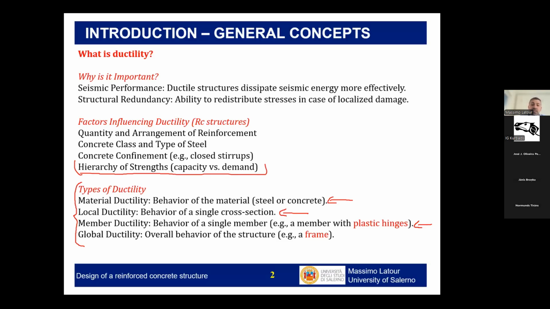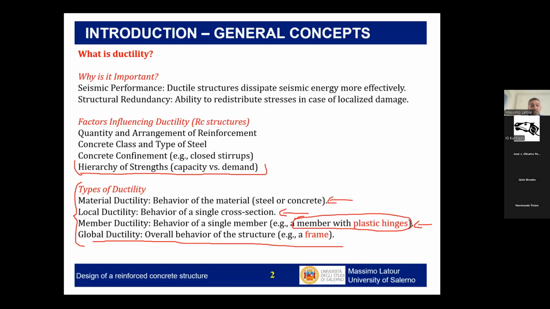This ductility, so normally we think of members which are forming plastic hinges at the ends, will be translated in terms of rotation. In terms of global ductility, the global ductility will be regarded as the capacity of the whole frame to survive, let's say, to a lateral displacement.